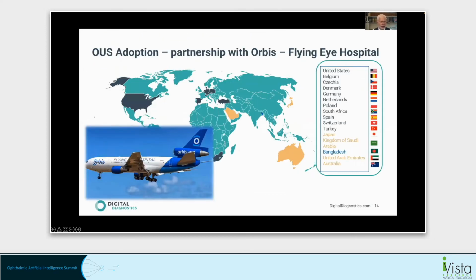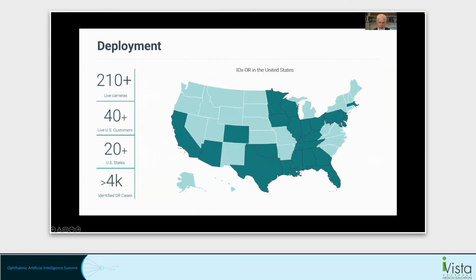And I think that's happening. A few data points: we work very closely with Orbis in a partnership where we try to expand this FDA rigorously validated AI to many countries, including Bangladesh, Saudi Arabia, South Africa, and several countries in Europe. So that's exciting. And also in the US, rapidly expanding.